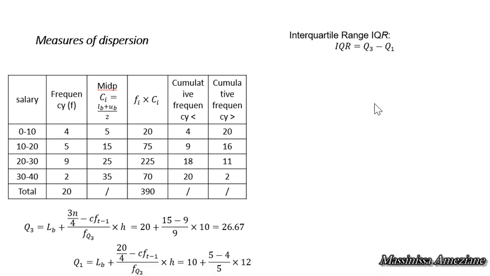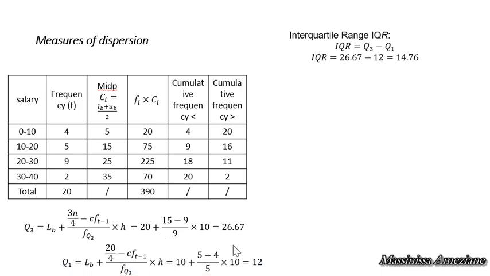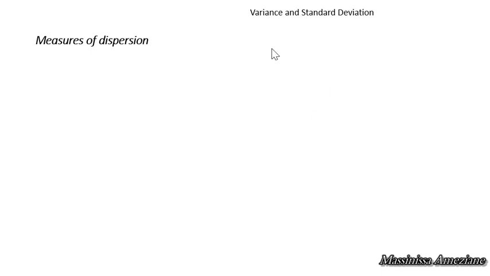And how do we find it with our example? We first need to calculate Q3. We found it 26.67. Then Q1 we found the same way we did here. We found it 12. So IQR is 26.67 minus 12, and we got 14.76. This is the interquartile range. Now we will see the variance and standard deviation.